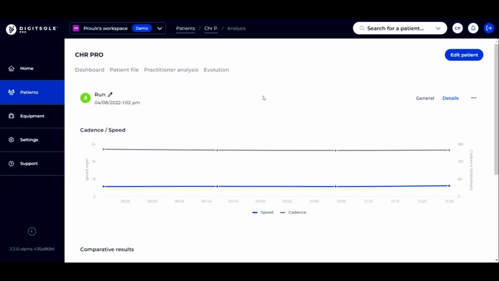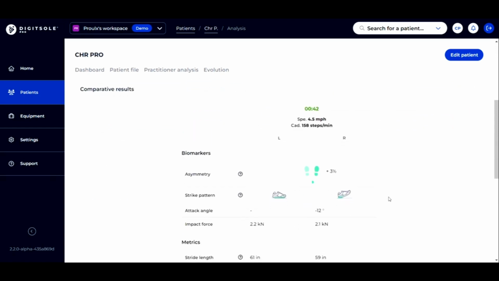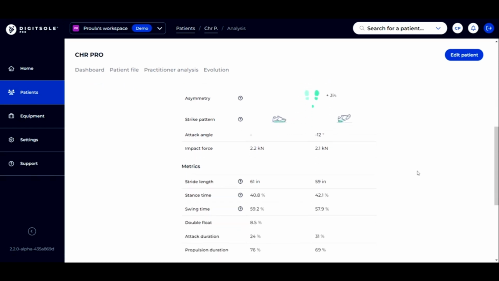If I click on the details, it shows me that same graph, but now I can click on a point, and that's actually going to pull up all of the information that we typically see with regards to the gait pattern, right? So it shows me the speed at that aggregate of 15 seconds. So each one of those points is an aggregate of 15 seconds. We see that we have that asymmetry at that particular point of 3%. Strike pattern maybe changed a little bit, maybe the attack angle, maybe the way that they're running, if they had a few bad steps during that time.